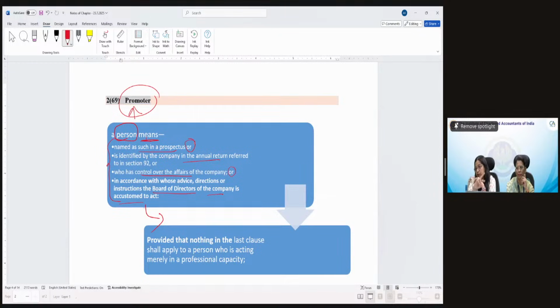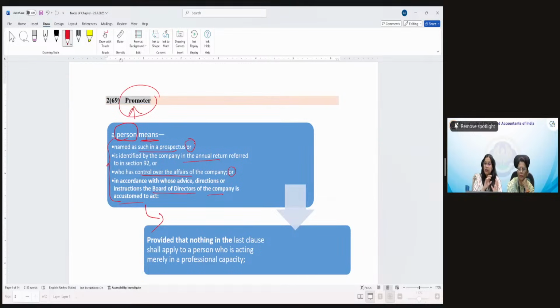Now the first 2 points we're dealing with, that they should be named as such either in the prospectus or in the annual return of the company. Then they are saying if any person has control over the affairs of the company, a company is newly formed and that person has control over how the company is run, and they are taking the strategic decisions of the company, then that person is also a promoter. Now the next 2 points are almost similar: in accordance with whose directions, advice, instructions the board of directors of the company is accustomed to act.